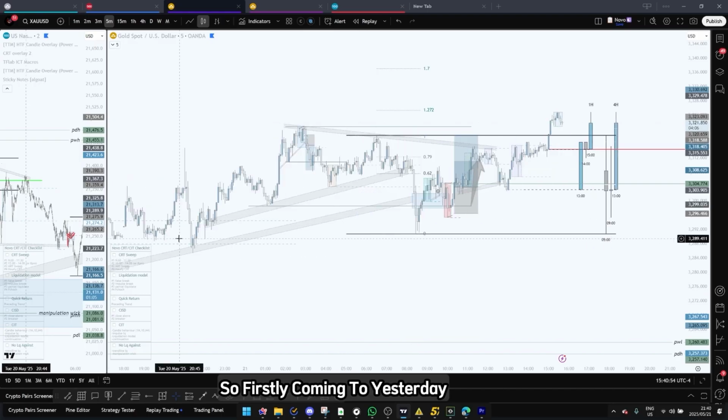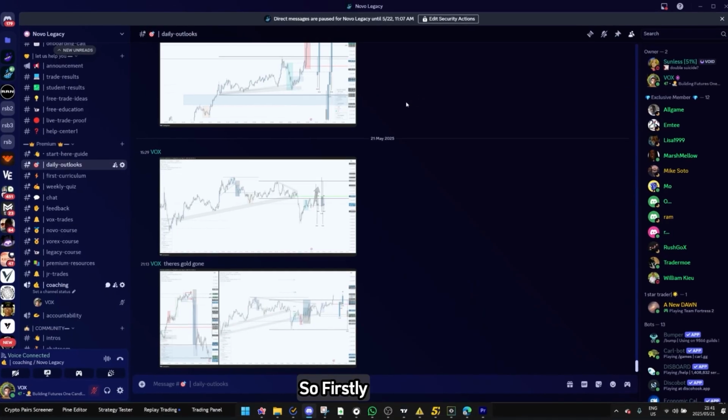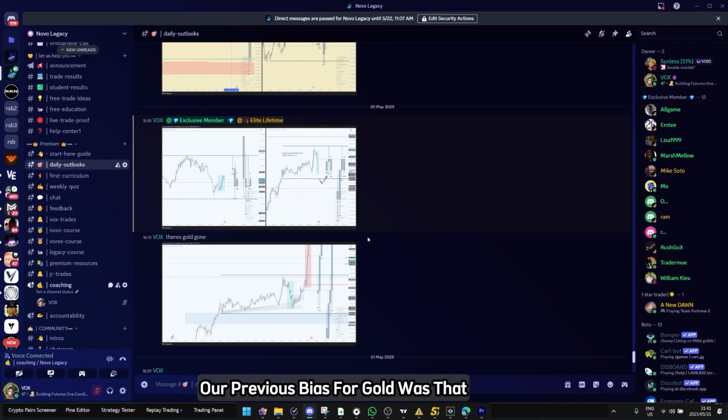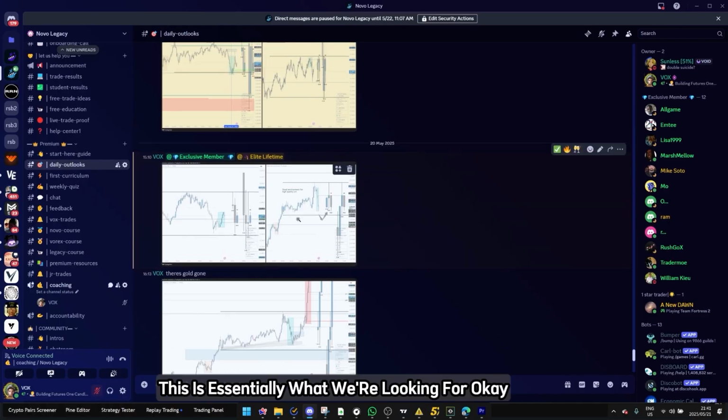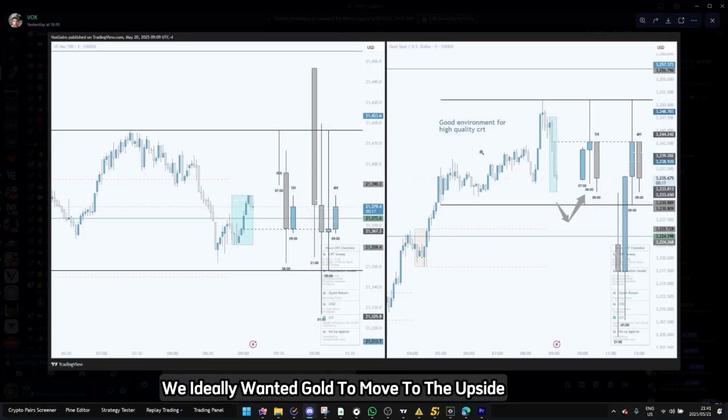So firstly, coming to yesterday, we did have a bullish bias on gold. And I'll just quickly show you guys in the Discord. So firstly, our previous bias for gold was that this is essentially what we're looking for. We ideally want to move to the upside and wanted that to also be aided by a CRT.